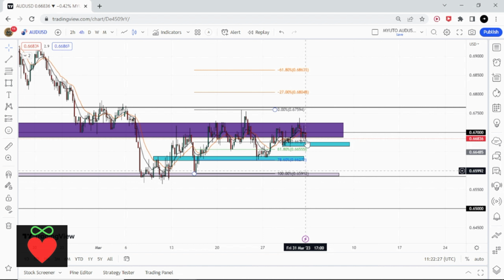So for now, we might expect price to find support here and continue with its upward movement and find our target level, which is 0.6800. So look out for these levels here in the coming week.